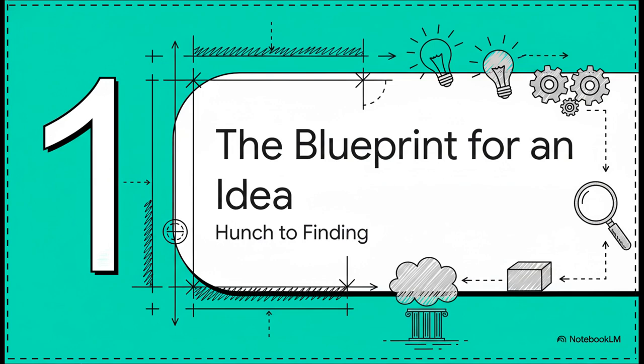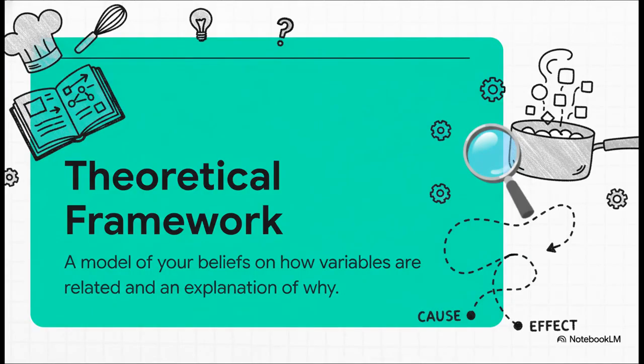Now I know, that sounds all academic and fancy, but it's really just a blueprint for our idea. It's how we map everything out. Think of it like a recipe. A good recipe doesn't just list the ingredients, right? It tells you how they all work together to make the final dish. That's all a theoretical framework is. It's our logical map showing how we believe the concepts or variables are connected.